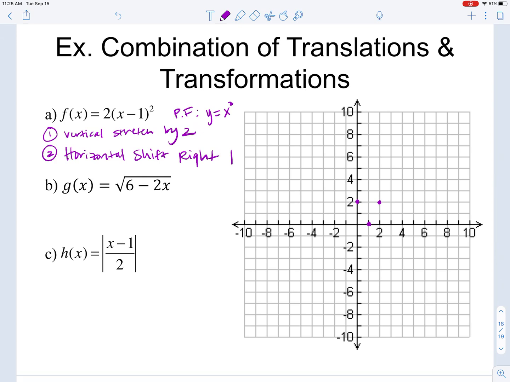2, 4, when vertically stretched by 2, would land me at 2, 8. But then shifted to the right 1 puts me at 3, 8. And negative 2, 4, when vertically stretched, would put me at negative 2, 8. And then shift right 1, I'm at negative 1, 8.